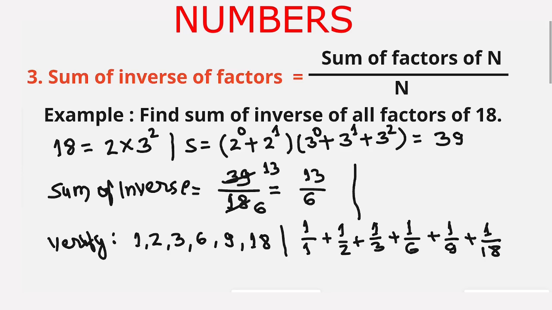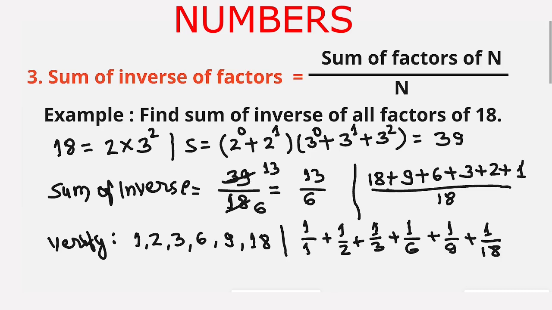LCM of all the denominators is 18, and 1 divides 18 for 18 times, so it is 18, plus 2 divides 18 for 9 times, so it is 9, plus 3 divides 18 for 6 times, so plus 6, plus 6 divides 18 for 3 times, plus 9 divides 18 for 2 times, plus 18 divides 18 for 1 time. So it is the sum of numbers in reverse order.